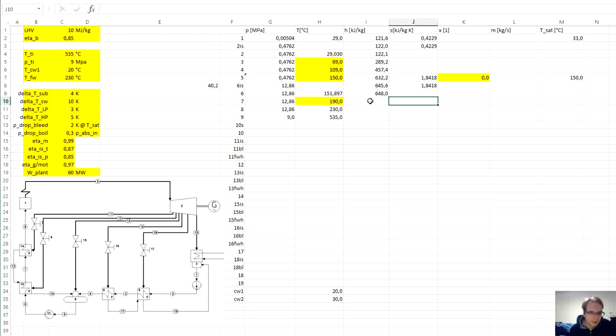Next, point number 7 and point number 8, again we have specified, and also point number 9. All of them are in single phase, so we can use this function for enthalpy in single phase, which we already did before, and we get further enthalpies. Now point 9 is the turbine inlet, single phase. We can use the single phase function for entropy that we had before.